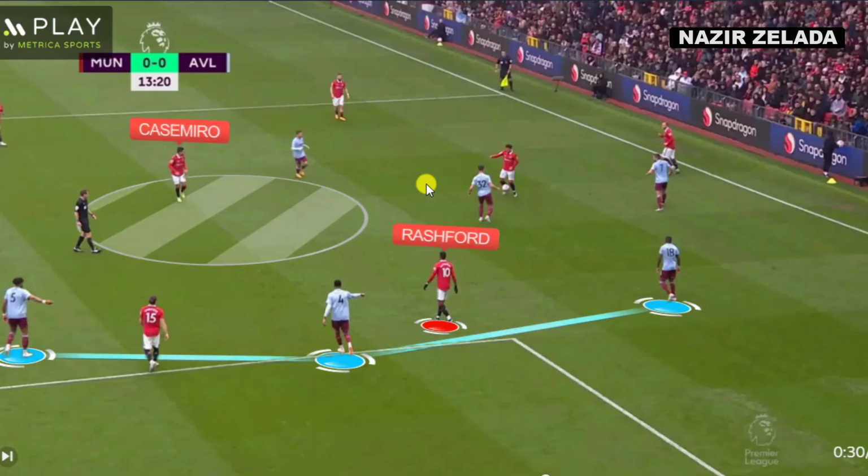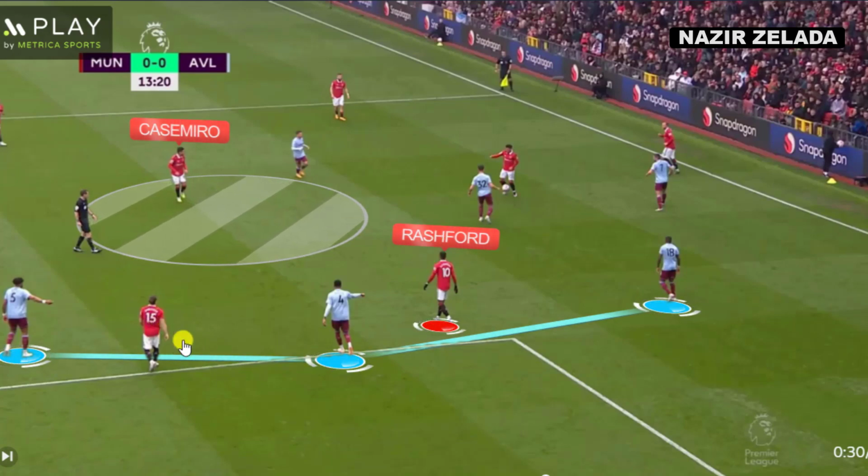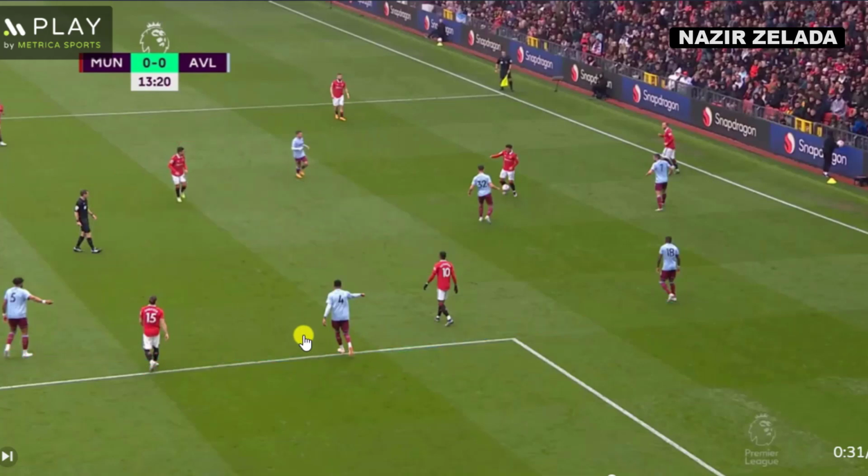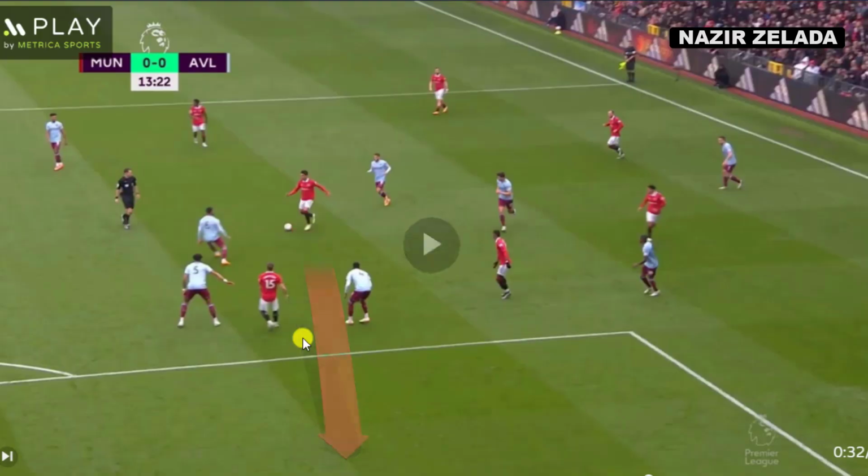Besides, when Sancho was covered by the opponent's midfielders, Sabitzer and Rashford created a space for Casemiro by attracting the opponent's defensive line. He played great through balls behind the opponent's defenders.